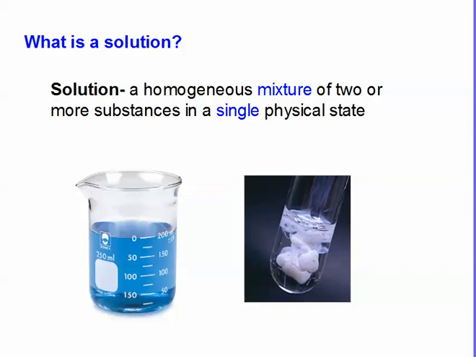If you take a look at the beaker on the left, you can see that you have a blue solution. We don't really know what the solution is, but we know it's equal throughout. There's not any areas that are more blue or more clear than others. There's no solids that appear to be floating. There's no precipitate. So this would be a great example of a solution.